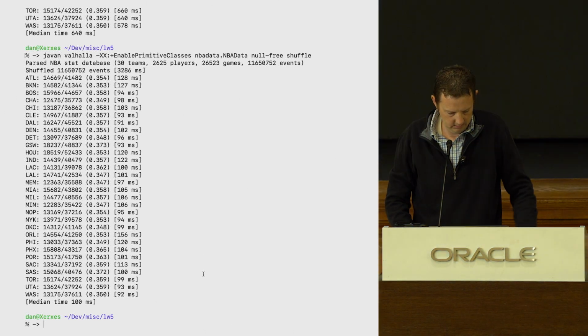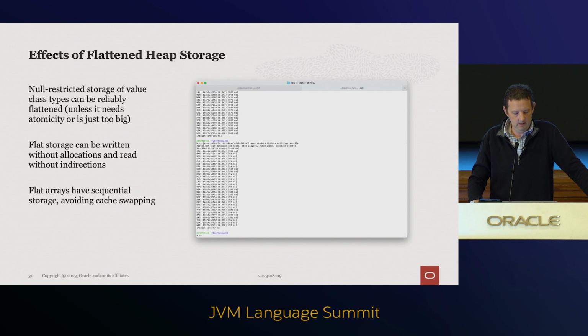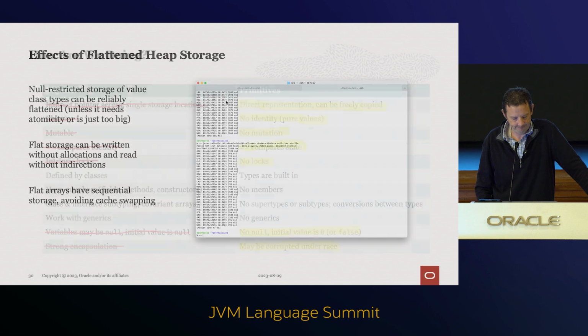So I think, anything else I want to say about flattened heap storage? So in general, use no restricted storage of value class types, and it can be pretty reliably flattened. Then you get writing into the data without allocations, read without any indirections, and sequential storage, so no cache swapping.